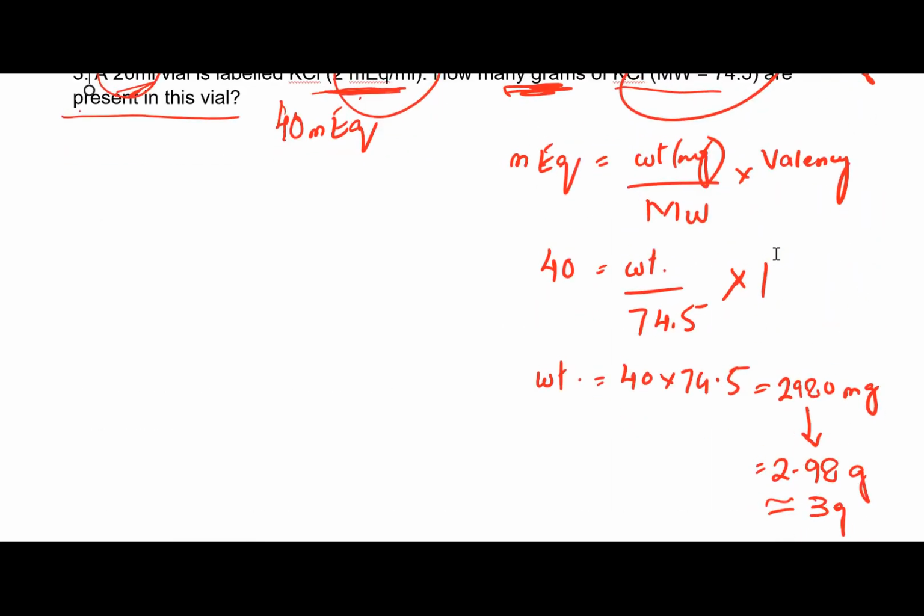No, valency will not be given in these. For the common compounds, I can make a list of the common compounds like KCl, potassium carbonate, calcium carbonate, sodium bicarbonate, and I can give you the valency of the common compounds.